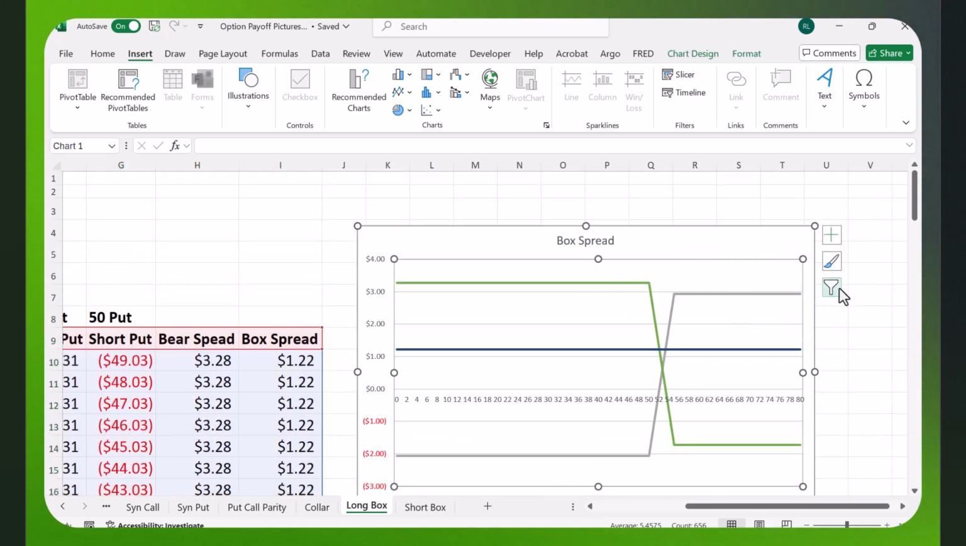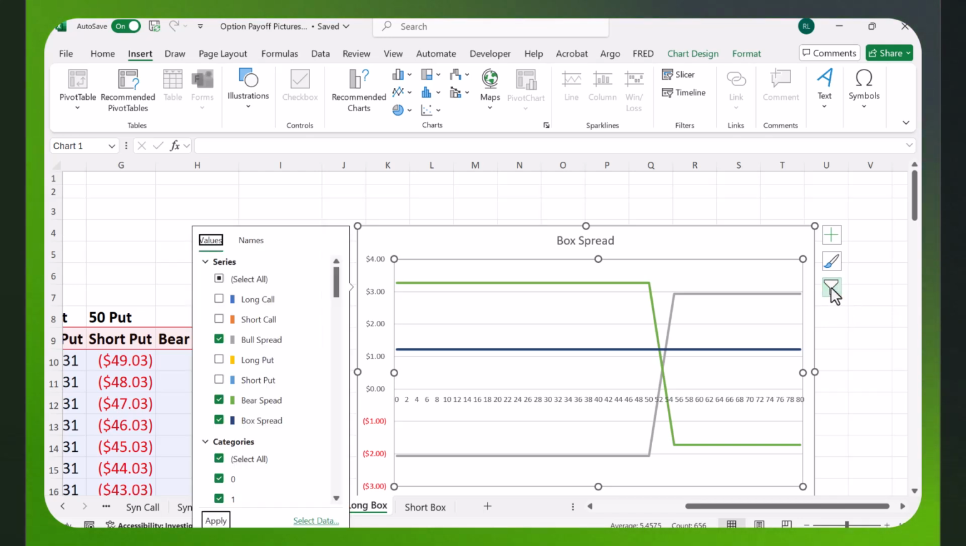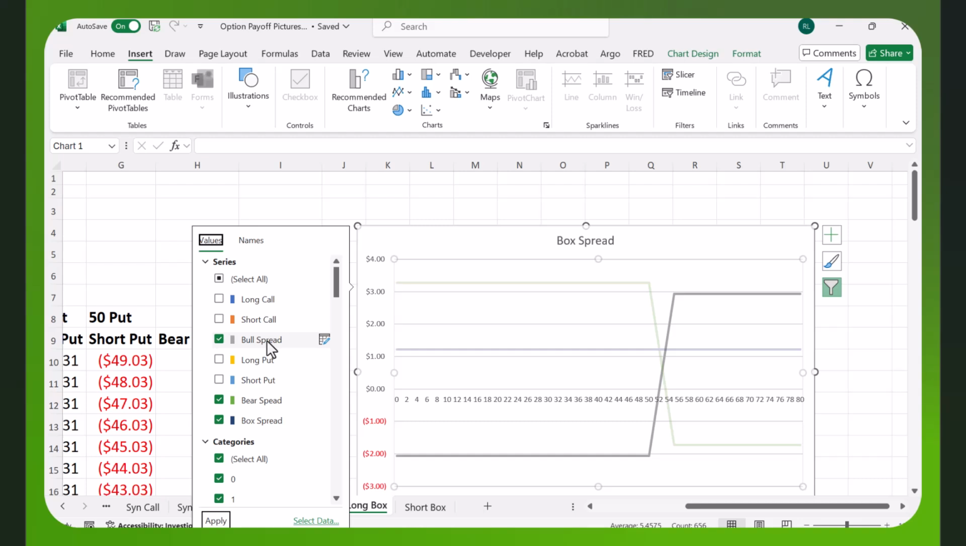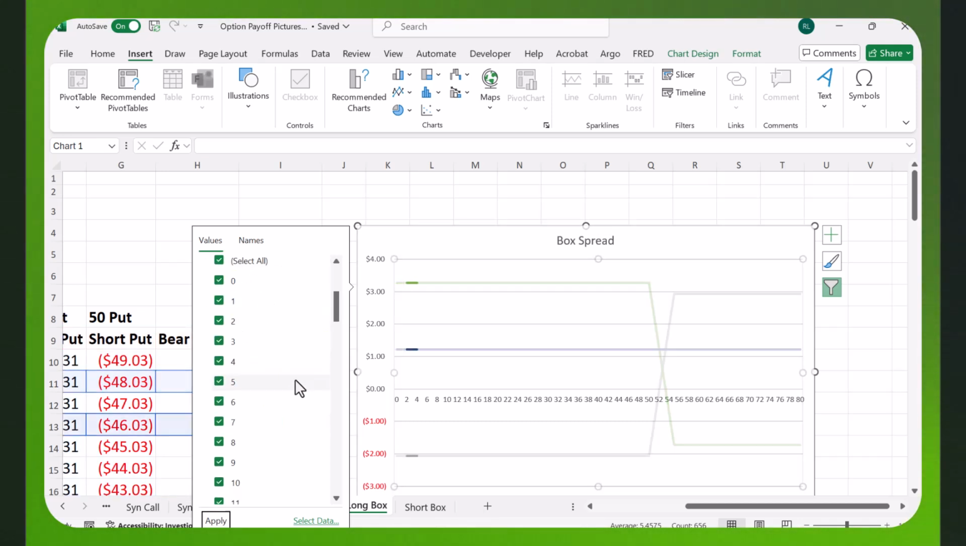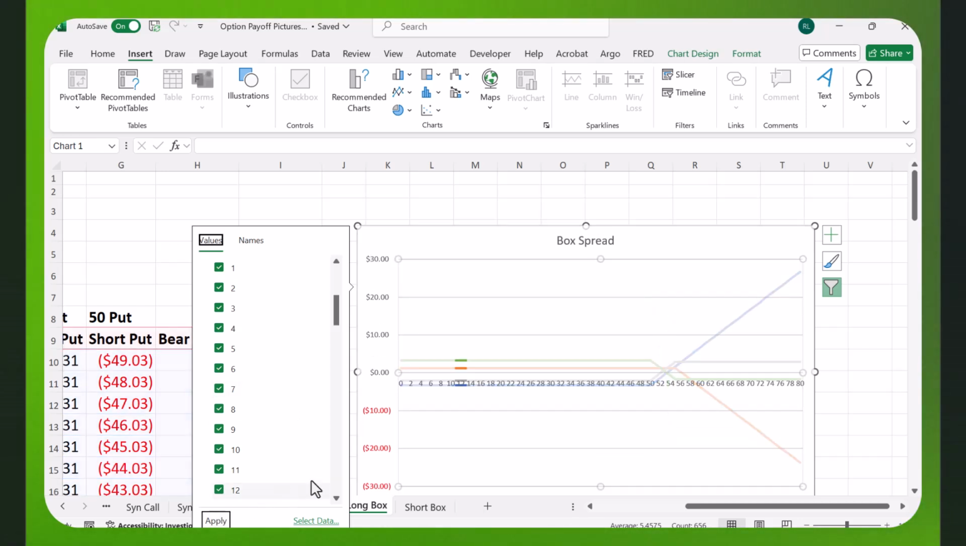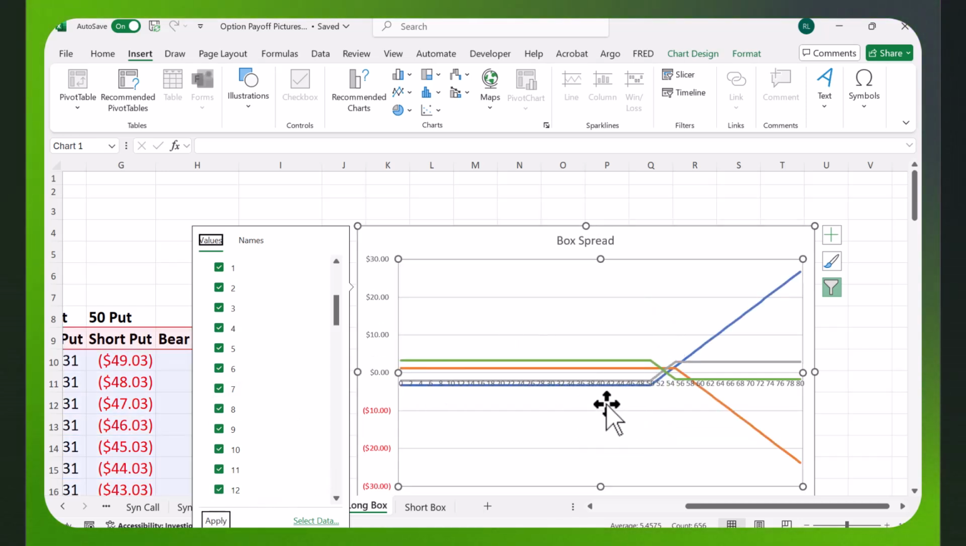And if you click on this, it looks kind of like a wine glass here, you can decide what you want to see. So here I wanted to see the bull spread, the bear spread, and the box spread. But if I simply wanted to look at the bull spread and the long call and the short call, I can do that. And then you hit apply, and it shows you what it is you want to see.